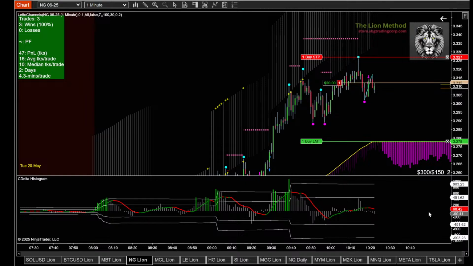This is a little modified lion entry. I went short ahead of the dot. I went short based on this little swing right here. So we broke through that little swing bar. You see I went short right at that swing low.